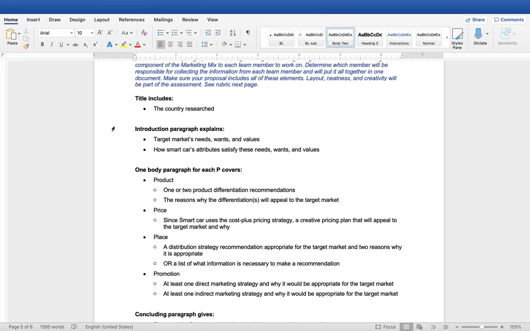So what should be included? Well, you're going to start off, of course, with the title. Make sure you include the country that you've researched. So the title could be something like marketing mix proposal for smart car in India, okay? Something like that. After the title, you're going to have your introduction paragraph.